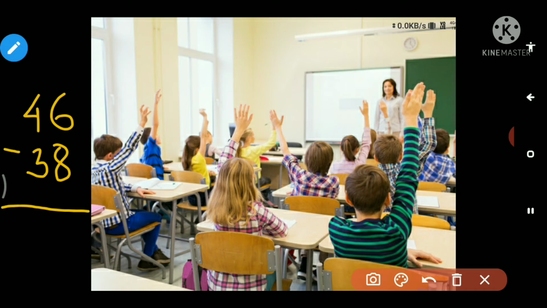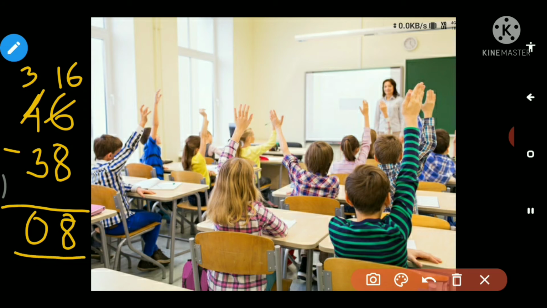Now see the ones place value, 6 and 8 are there. Now 6 is less than 8, right? So this 6 will borrow 1 from the tens place. So this 4 will become 3, and this 6 will become 16, right? Now 16 minus 8, how much will it be? 8. 3 minus 3, how much will it be? 0. We know that when we subtract the same number, we get 0. So how many girls are more than boys? 8 girls.